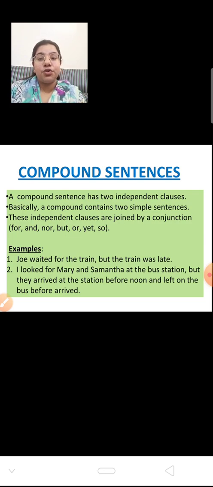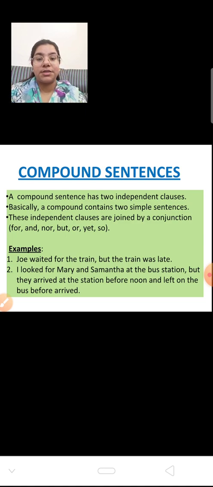And it is very easy to recognize these types of sentences, because the first thing we have to see is that it has a subject and a verb combination. Also, they must have conjunctions like but, and, nor, or, yet, so. So it becomes very easy to recognize these types of sentences with the help of conjunctions.